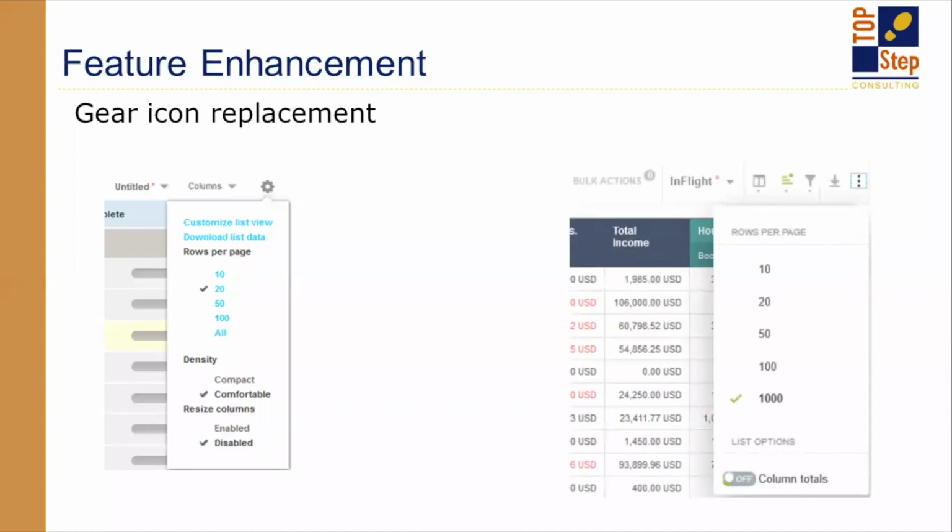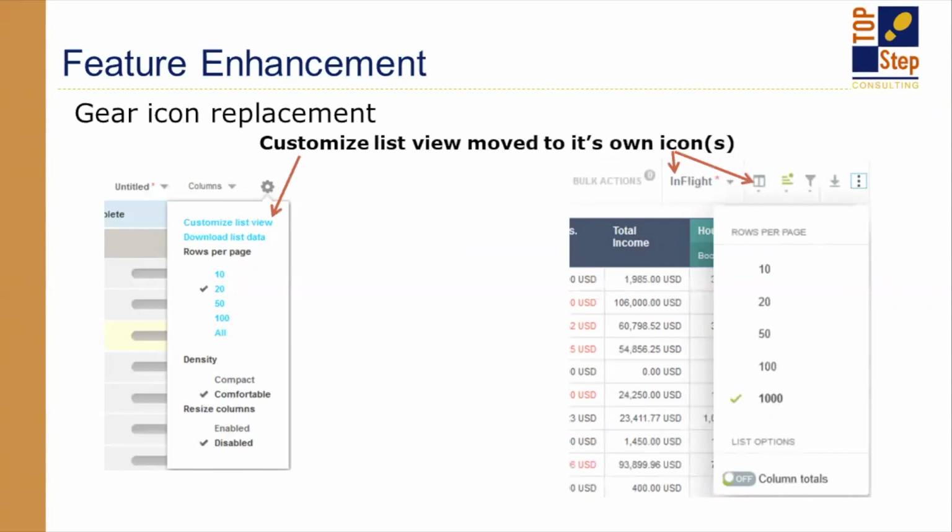What's happened now is the gear icon has been replaced. So it's basically broken some of these pieces out into their own features. So the customize list view has moved to its own icon. So instead of a link, it's two options, and these actual options are available right now in your UI.